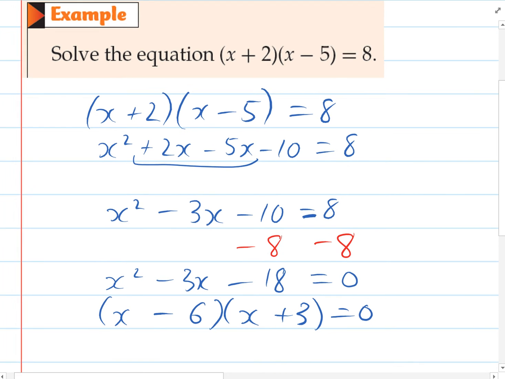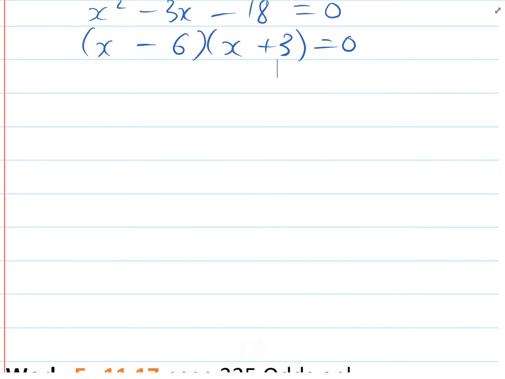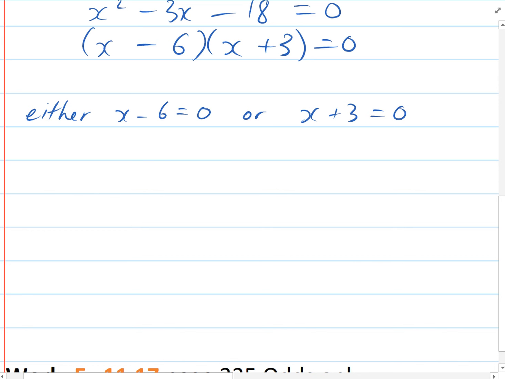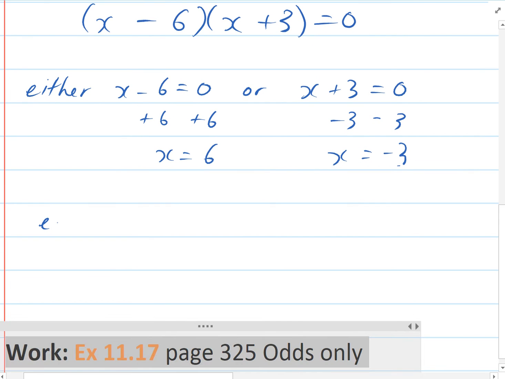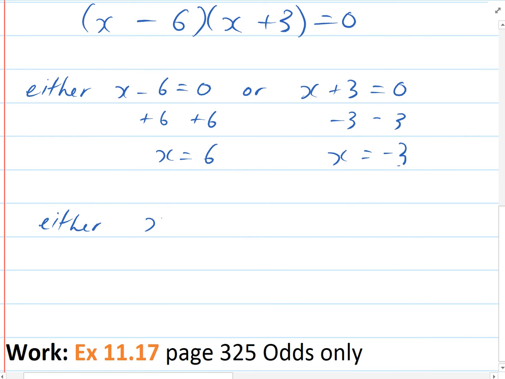So now that we've got our quadratic like this, we can easily solve it. So we can just say that either x minus 6 equals 0 or x plus 3 equals 0. And each of these just have simple steps to solve. Minus 3, so we've got x equals negative 3. And so those are our final two answers. So we can just write and say either x equals 6 or x equals negative 3. And I don't know why we've lost our 6 there, but we'll put it back.